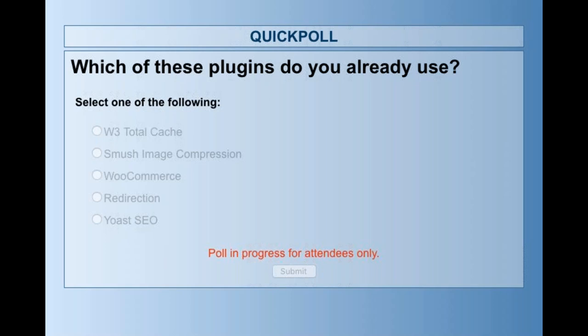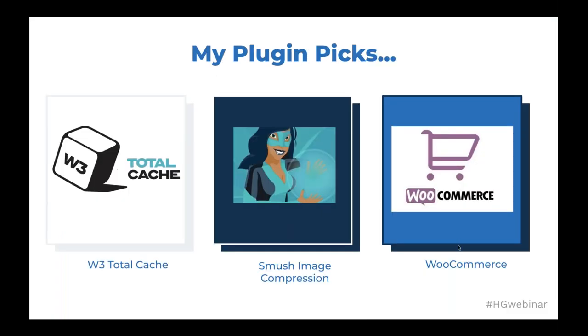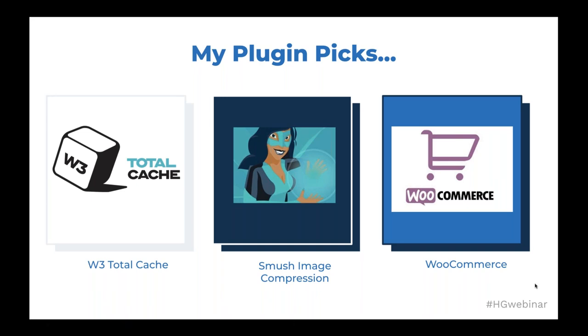Let me get my screen going back up again. Here we go. Okay. So first on the list is W3 Total Cache. W3 Total Cache is a really powerful plugin that can improve the load time of your website. This plugin manages your caching. If you're not familiar with caching, caching keeps a lightweight copy of your website readily available so that the browser doesn't have to download every single bit of your website each time. The result is a considerably faster page load time.